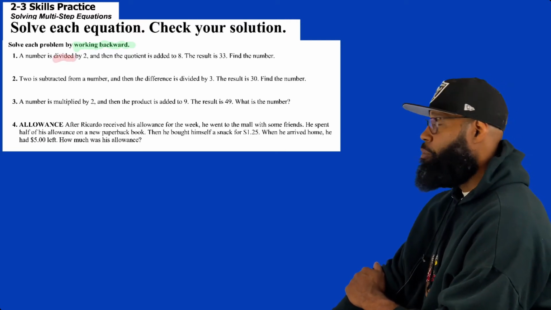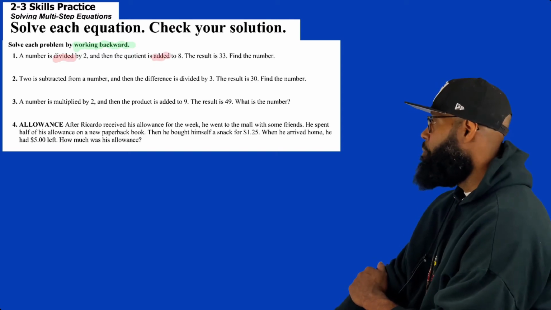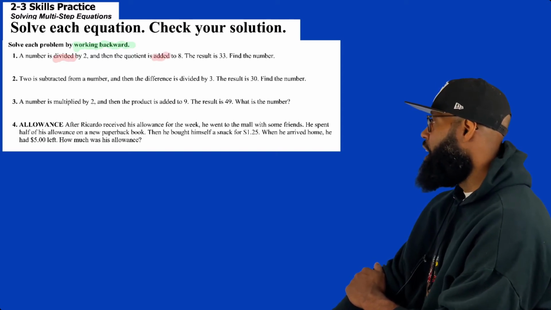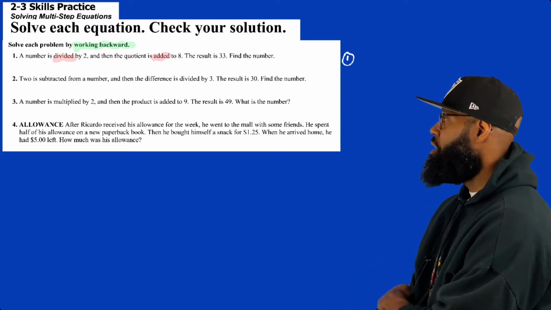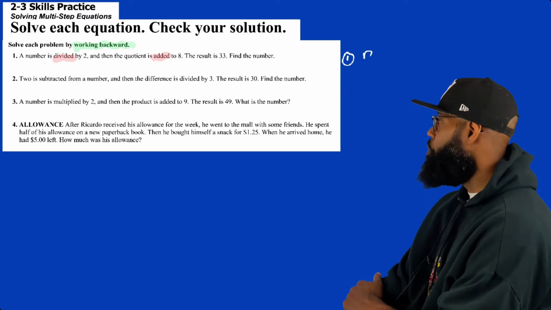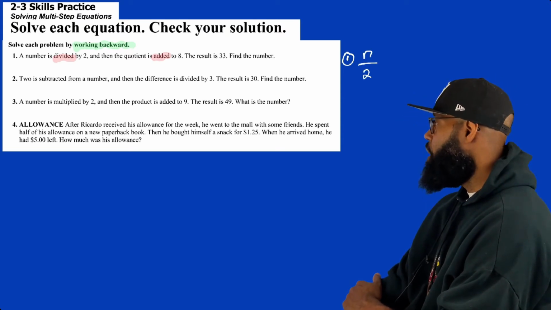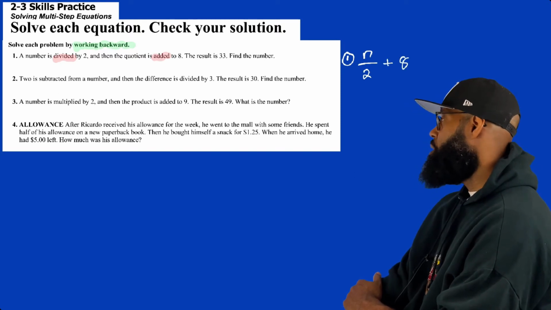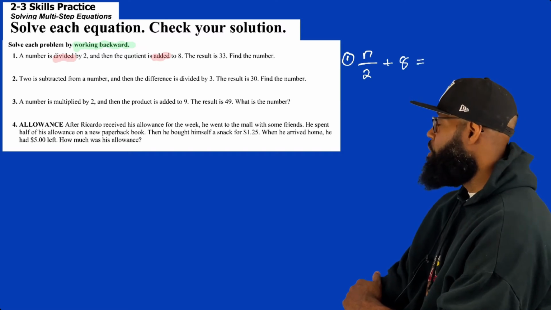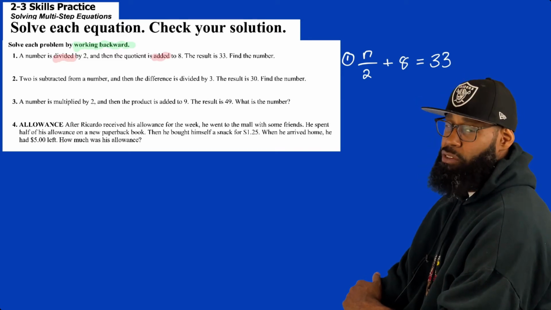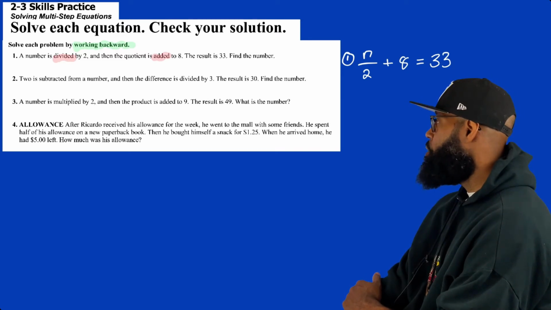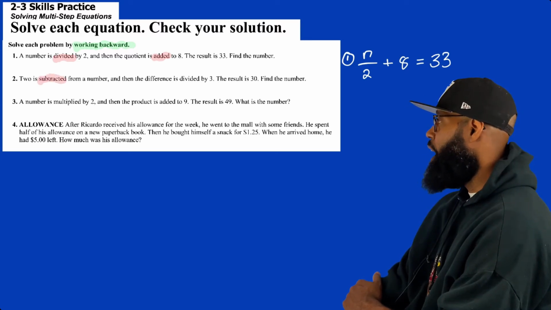So a number, that will be our variable, right, is divided by 2, and then the quotient is added to 8. The result is 33, find the number. So those are my two operations, addition and division. So in other words, number 1, there's a number that's being divided by 2, okay? Then that quotient is added to 8. So I'm adding 8. The result is 33. So there's the equation, guys. Can't solve it without writing it. So wrote it out, and of course then I'll solve it by undoing. So the opposite of adding 8, right?